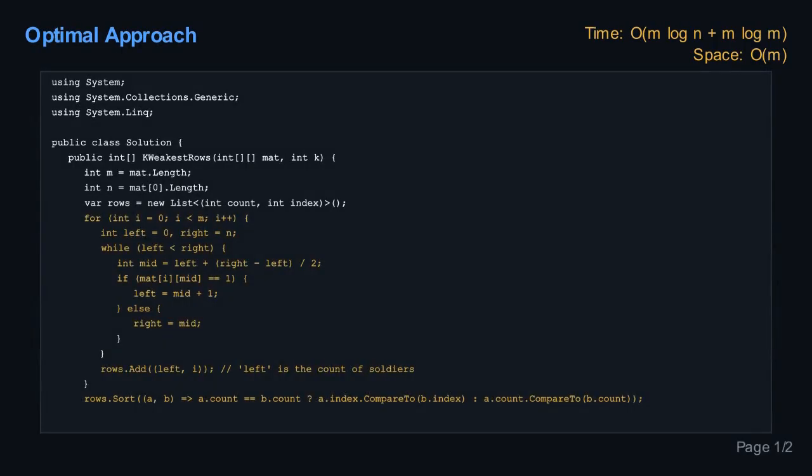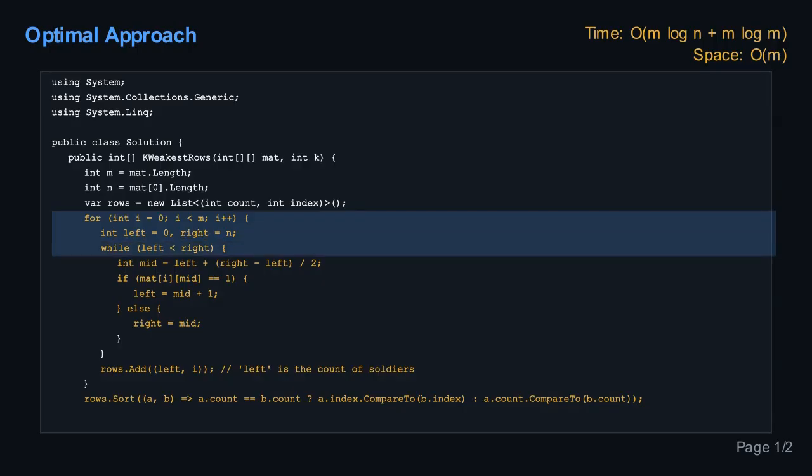The key insight for optimization comes from the structure of the rows. Soldiers, ones, are always followed by zeros. This means each row is sorted. We can use binary search to quickly find the count of soldiers in each row. For a given row, binary search will locate the first 0, or the end of the row if all elements are 1. The index of this position directly gives us the soldier count.